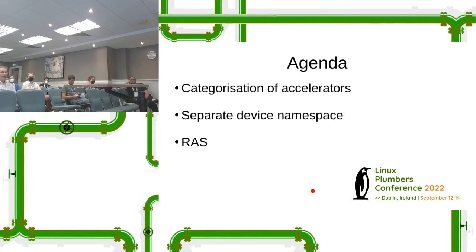What's RAS stand for? Redundancy. Reliability. Yes, reliability. And serviceability. So that's sort of where do all these things need to land? There's sort of a weird fourth as well.